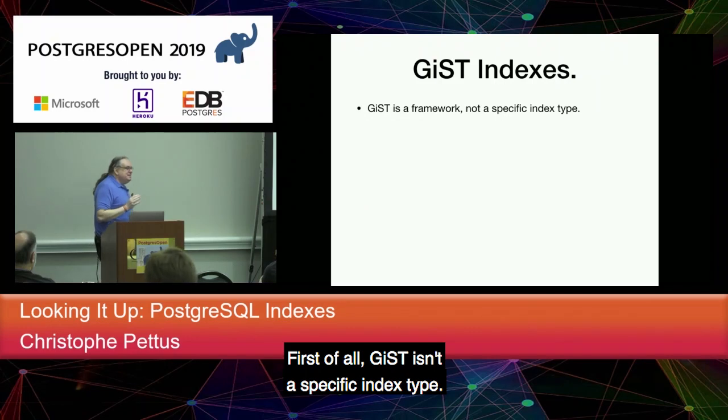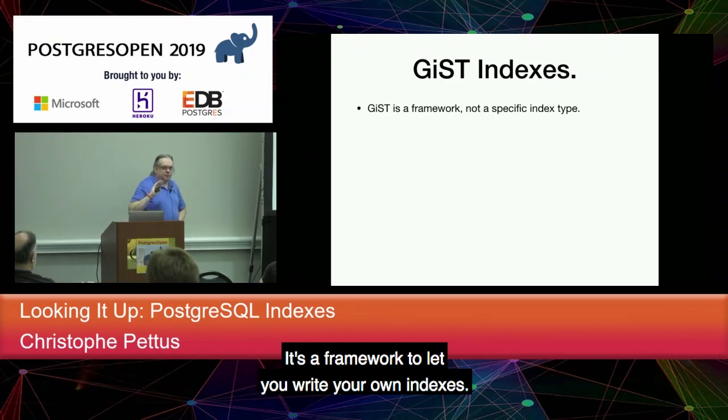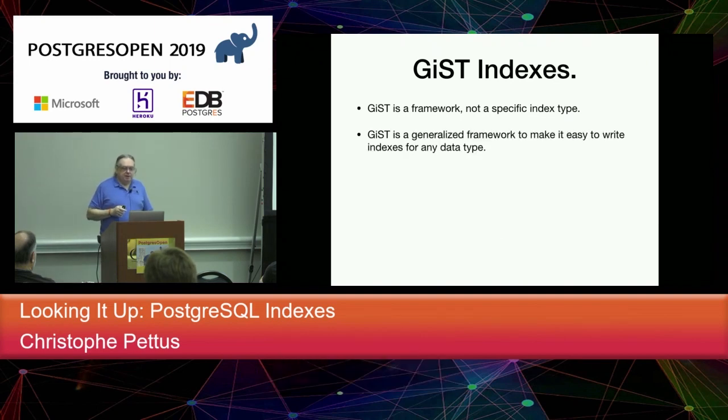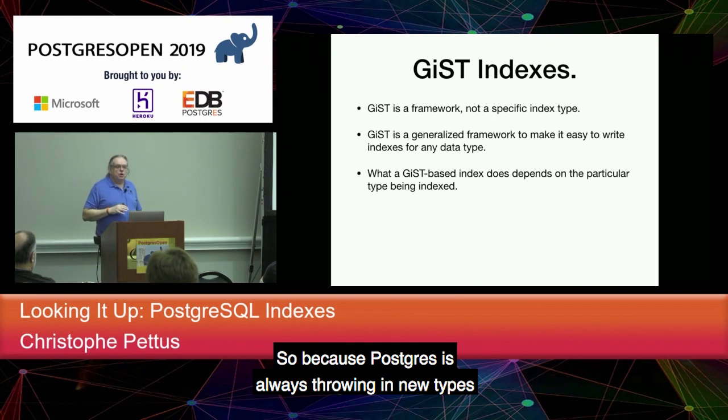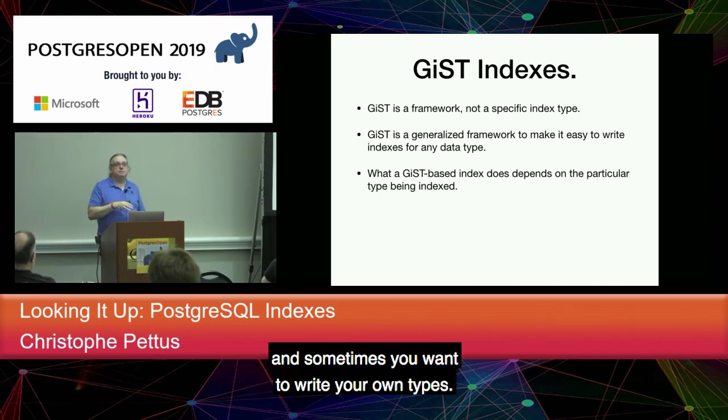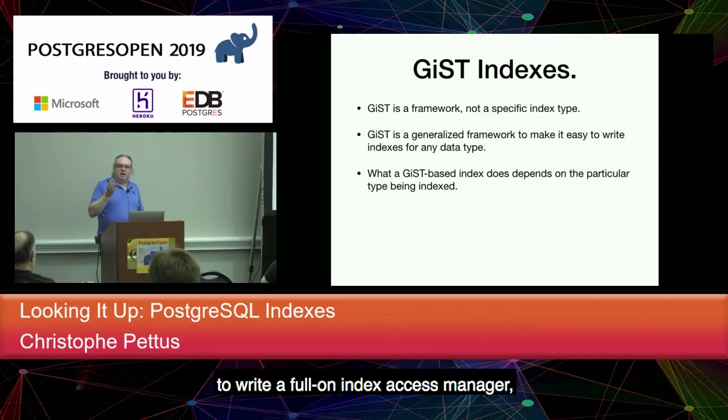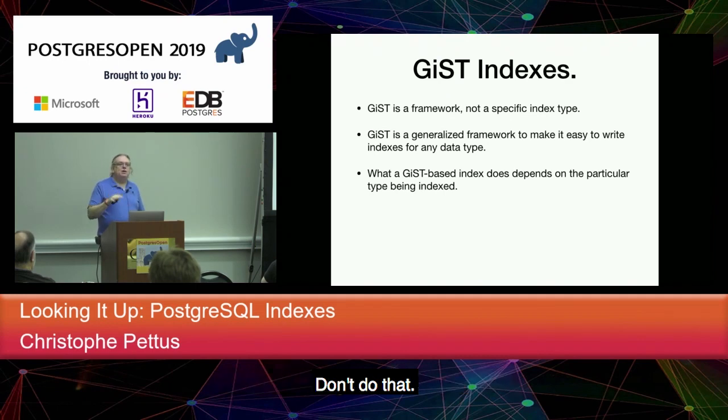First of all, GiST isn't a specific index type. It's a framework to let you write your own indexes. It's a generalized framework. In fact, that's what it stands for. Because Postgres is always throwing in new types of all kinds, and sometimes you want to write your own types. You can go through all the trouble to write a full-on index access manager, which is a pain in the neck. Don't do that. Or GiST just makes it easier for you.